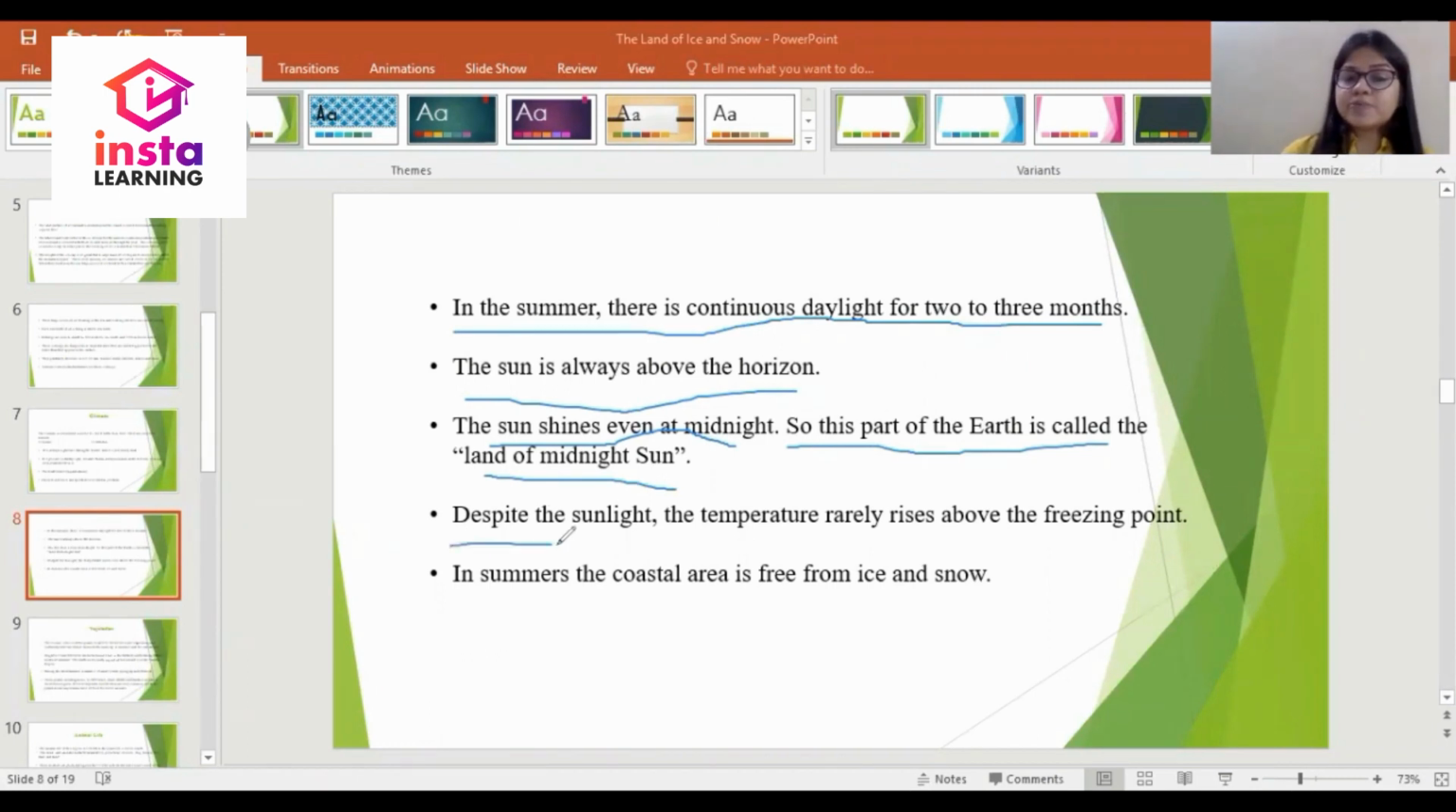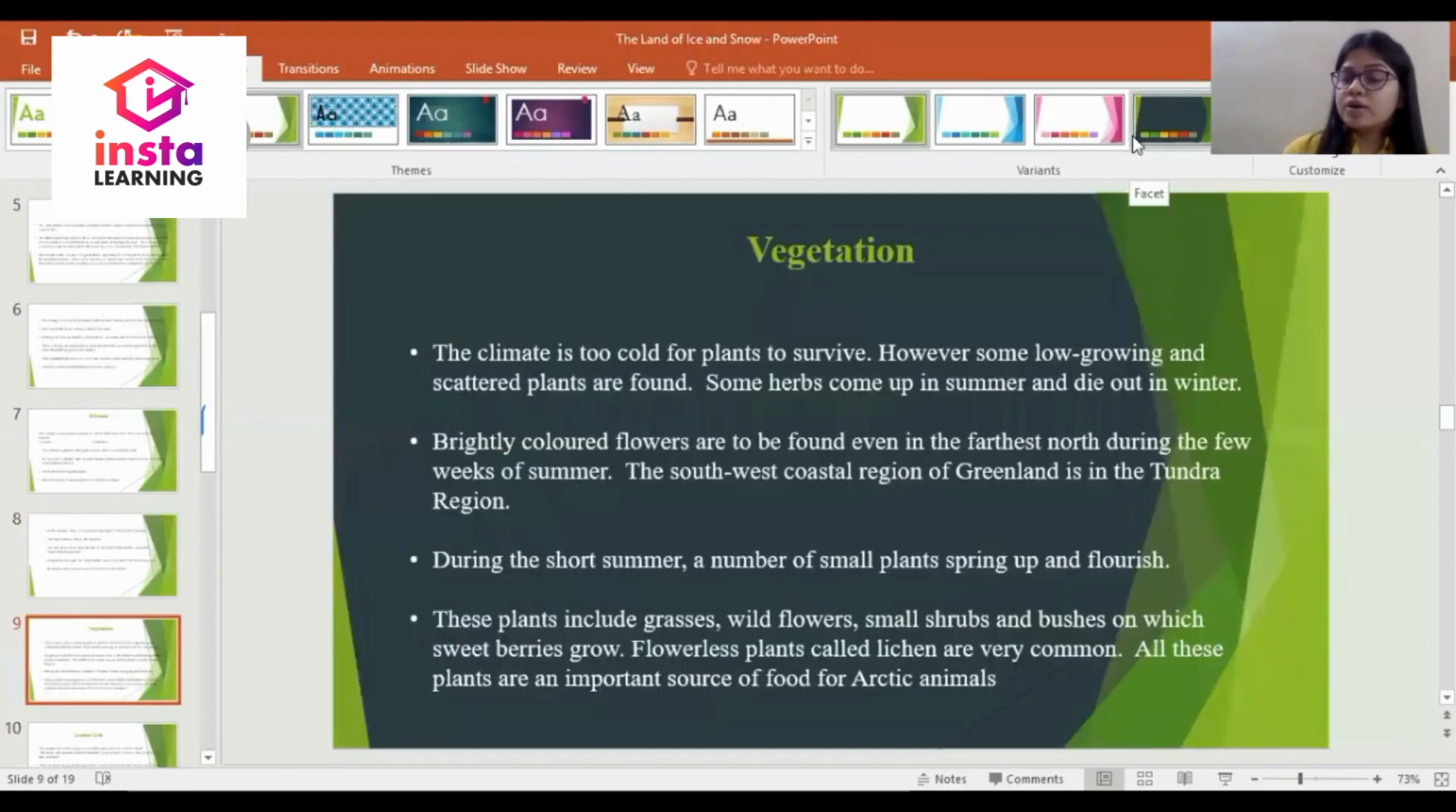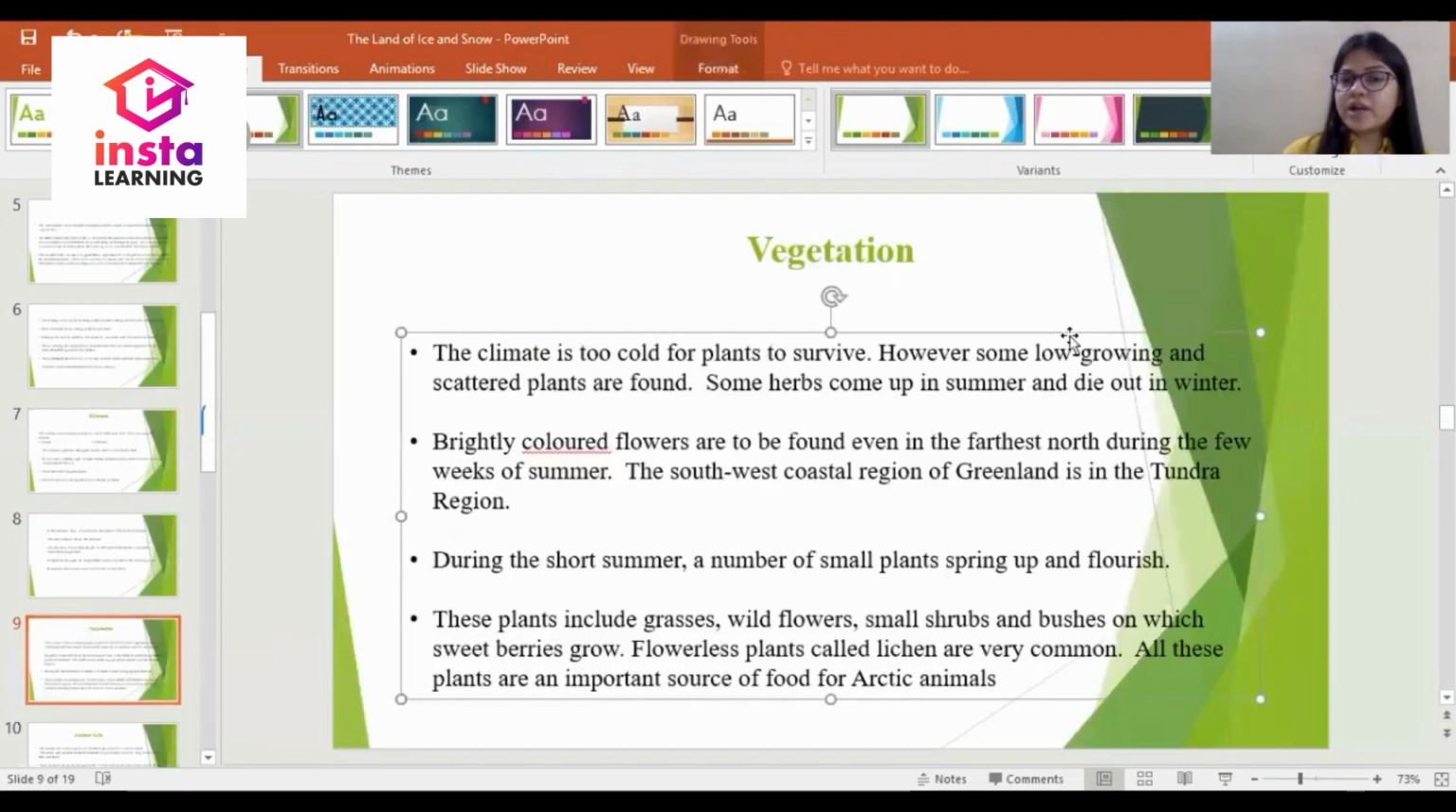Despite the sunlight, the temperature rarely rises above the freezing point. In summer, the coastal area is free from ice and snow. Dear student, this is all about climate. Let's understand vegetation. What is vegetation here?